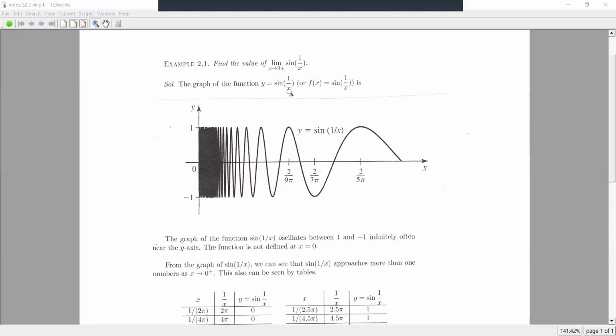This function is not defined at the point 0. When you plug in 0 for x, 1/0 is not computable. So this function has no function value at the point 0. From the graph, we can see that as x approaches 0, the curve approaches all the points between -1 and 1. When a function approaches more than one number, we say that the function has no limit. Therefore, this limit doesn't exist.